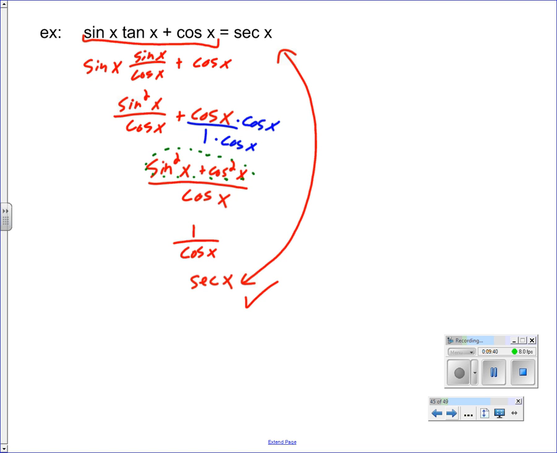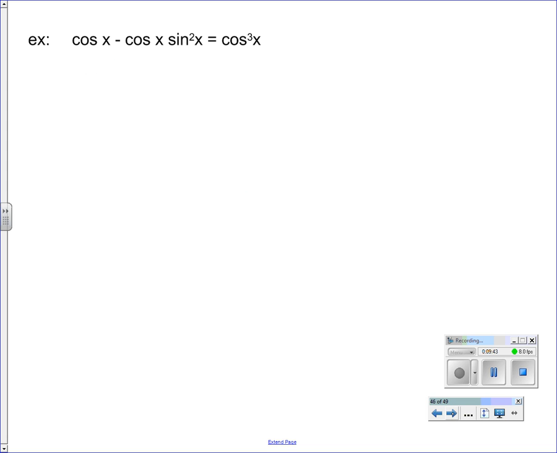So just two more examples we'll go through, and then you can try some of these on your own. This next one we have cosine x minus cosine x sine squared is cosine to the third. So again, we're going to start on the side that looks the most complicated because we'll probably have the most stuff to simplify on that side.